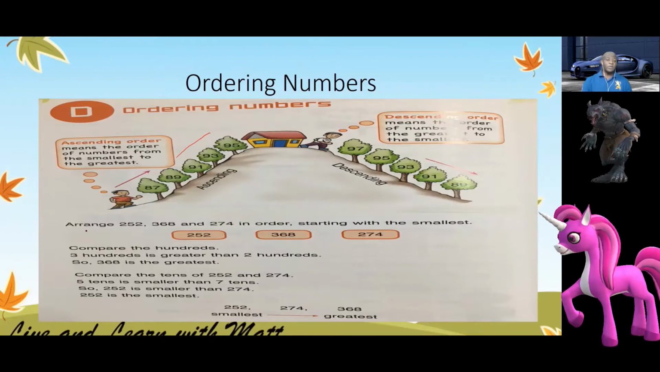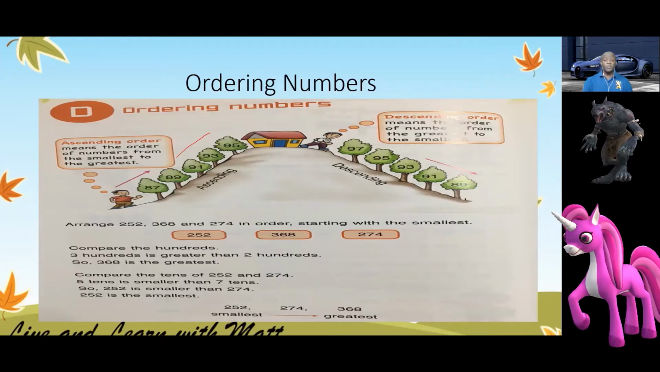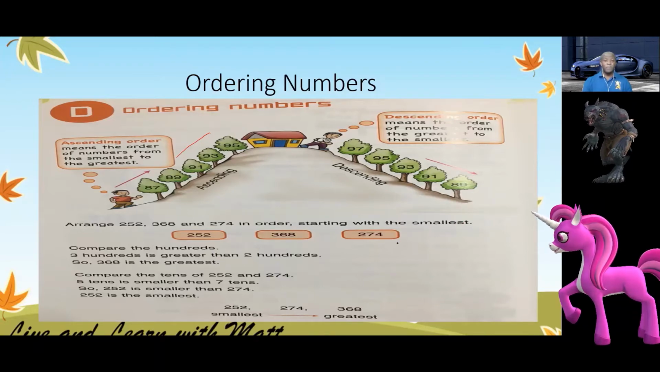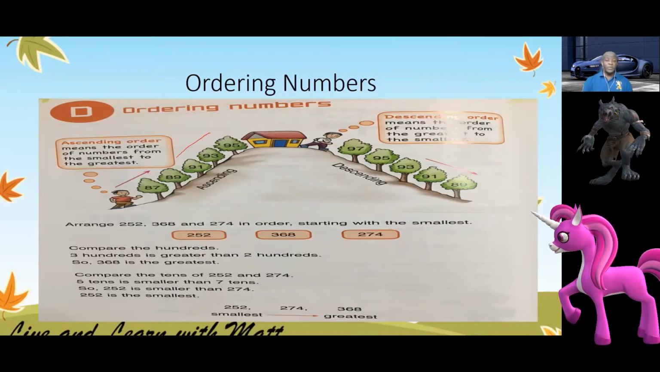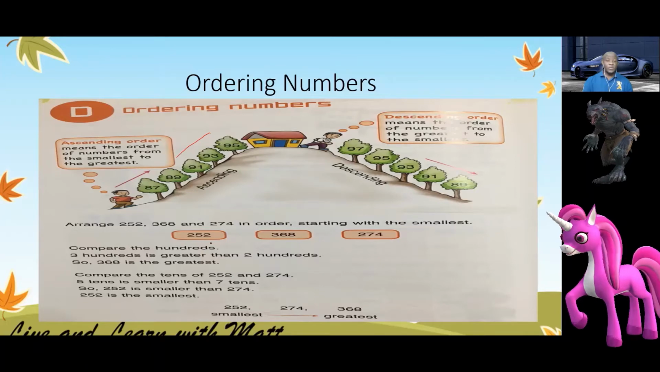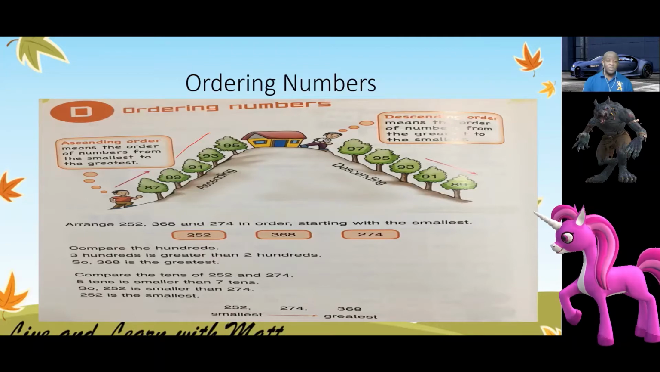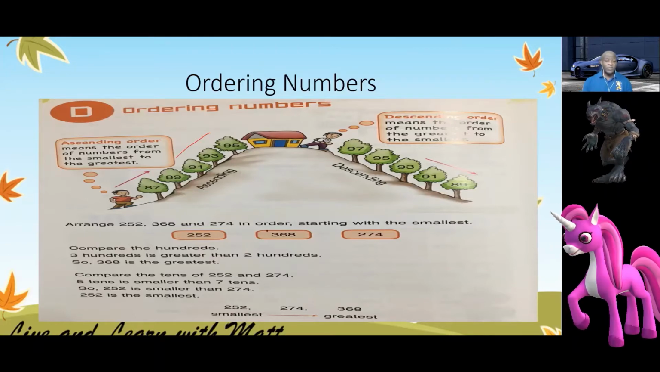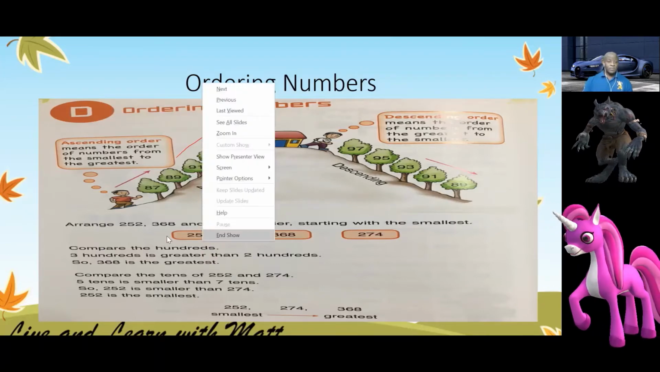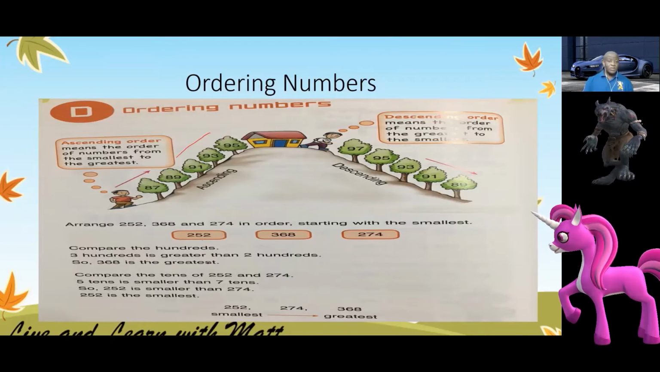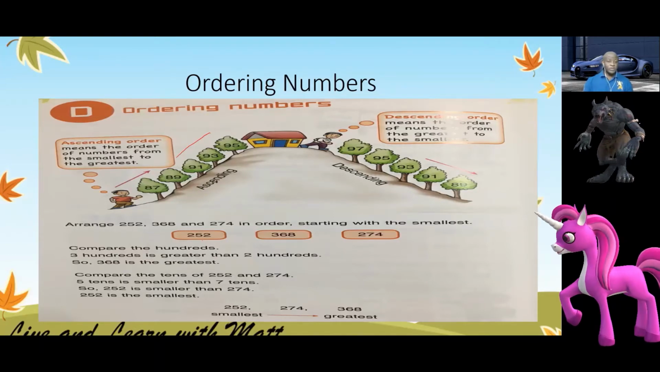So now let's take a look at this example. Arrange these numbers in order, starting with the smallest. So let's compare the hundreds. We have 300, 200s, and 200s. Let's consider the 200s first. Compare the hundreds. 300s is greater than 200s. So 300 is the greatest.